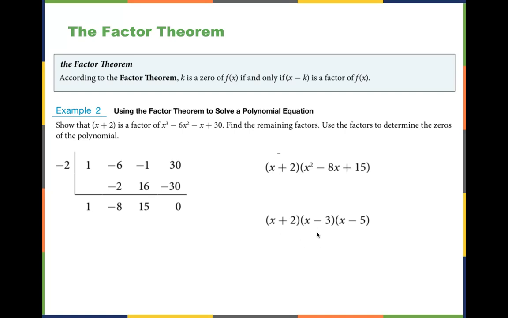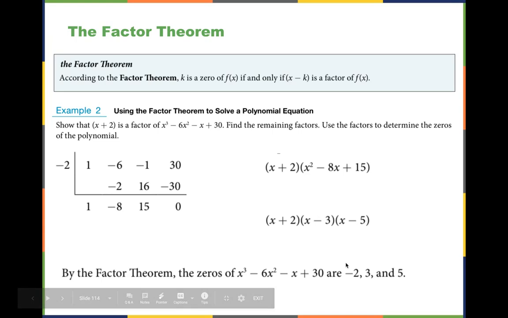We factored that polynomial, and now we just find the zeros. It's going to be minus 2, 3, and 5. And so this is by the factor theorem, right? We've been using this factor theorem for years. This isn't something new, right? This is just saying once you factor a polynomial, you can use those linear factors to find the zeros of the polynomial, okay?